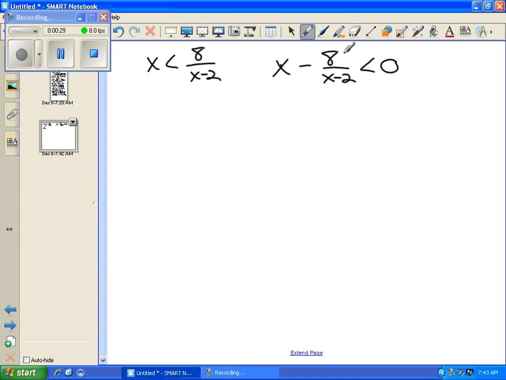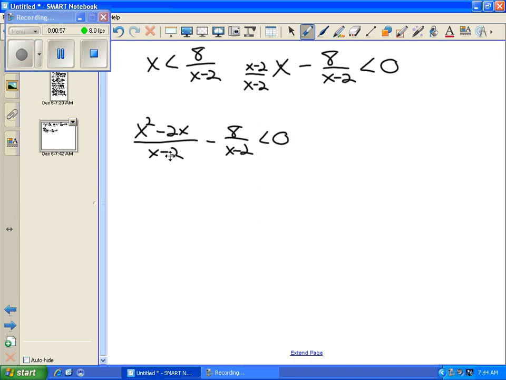So if I subtract that, the right side becomes 0. Now I'm going to simplify and factor this side. So I need to get a common denominator over here. I'm going to multiply this expression by x minus 2 over x minus 2. That'll give me a common denominator. I can put things together there. So this expression now becomes x squared minus 2x all over x minus 2. This stays the same. Minus 8 over x minus 2 is less than 0.